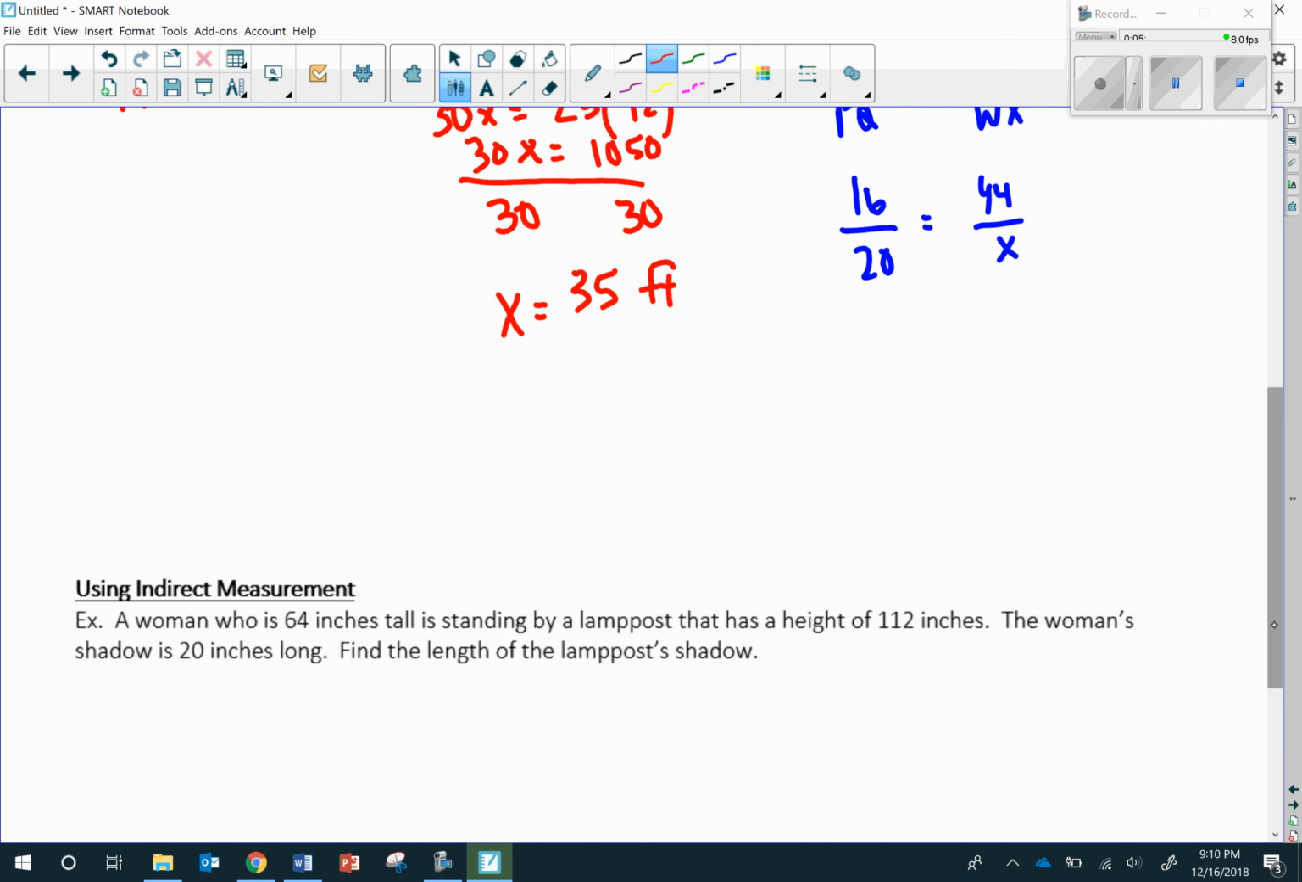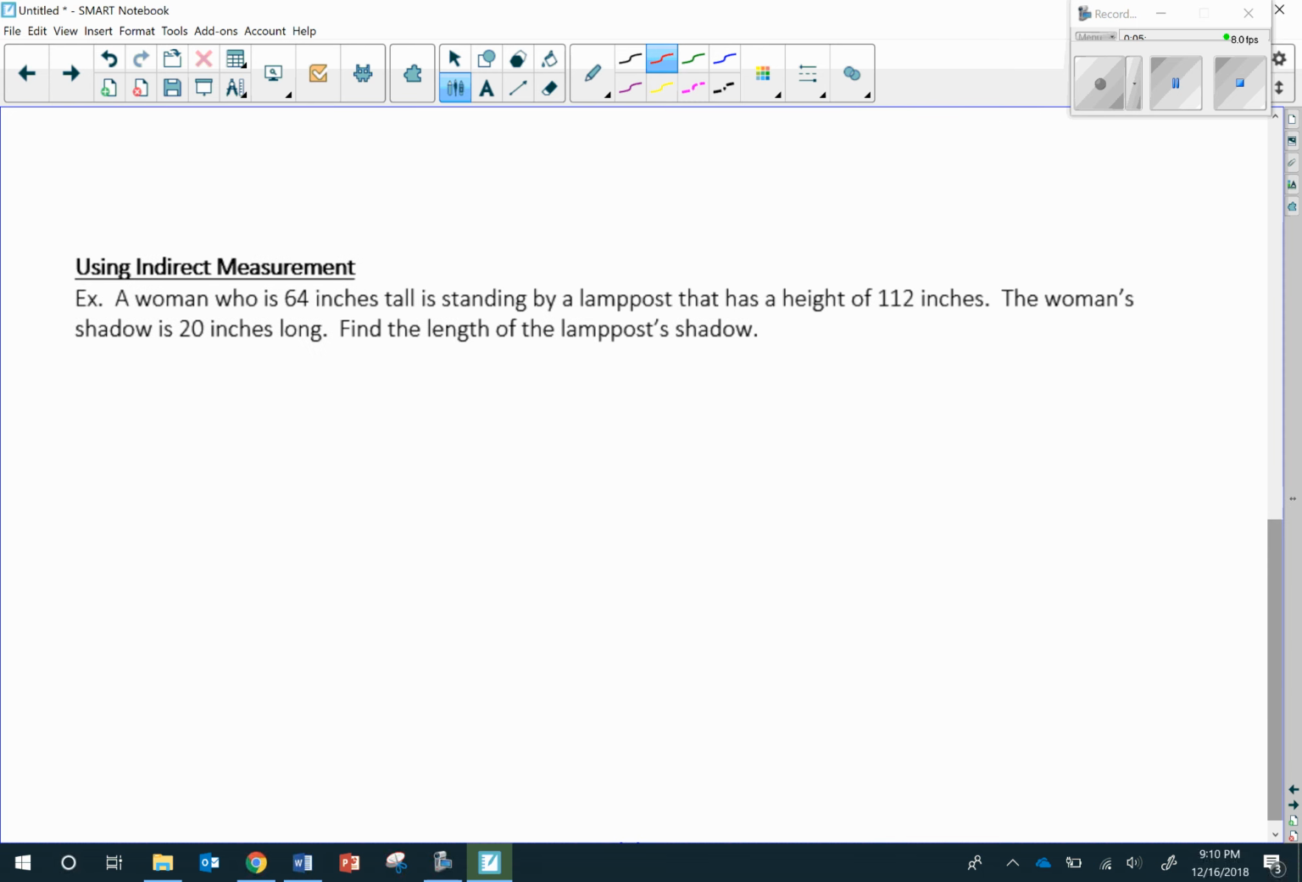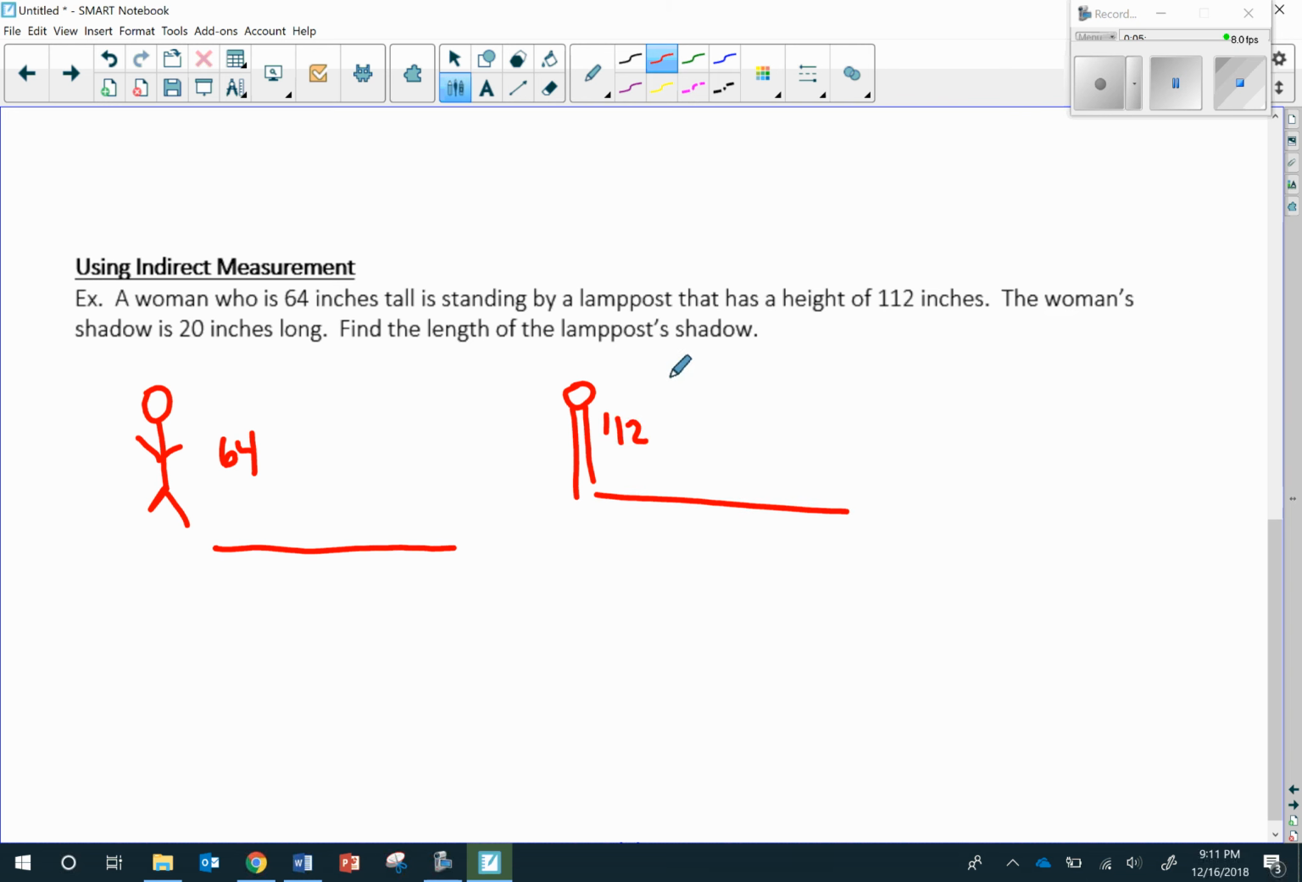So let's go ahead and look at this word problem right here. Using indirect measurement, this is sort of a classic similarity problem. So it says a woman who is 64 inches tall is standing by a lamppost that has a height of 112 inches. So I'm going to go ahead and draw my woman here. And we know she is 64 inches tall and she has a shadow. Then we have our lamppost, and it also has a shadow, but its height is 112. So our shadow for the woman is 20 inches. So now we want to find the length of the lamppost shadow.